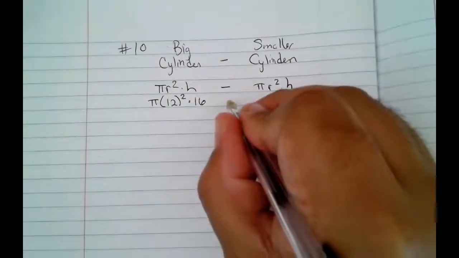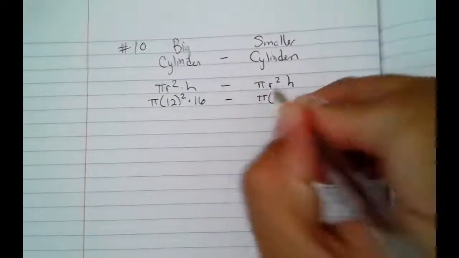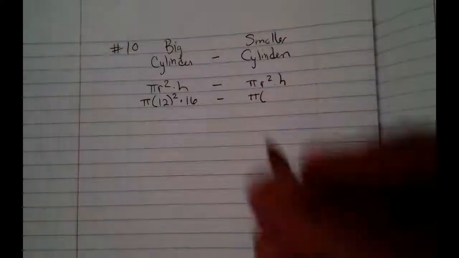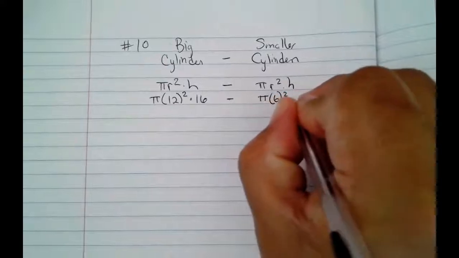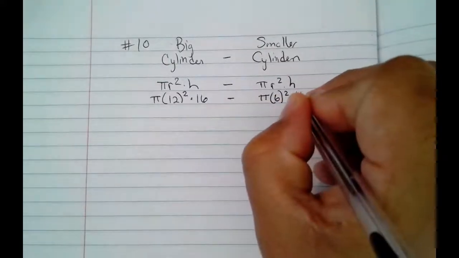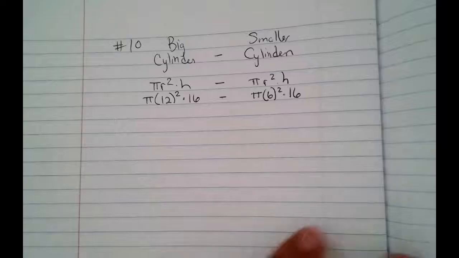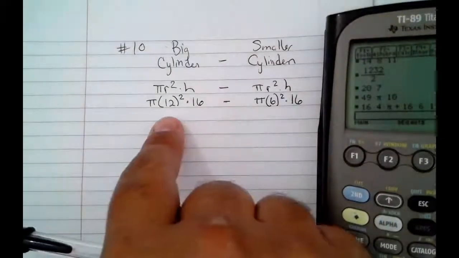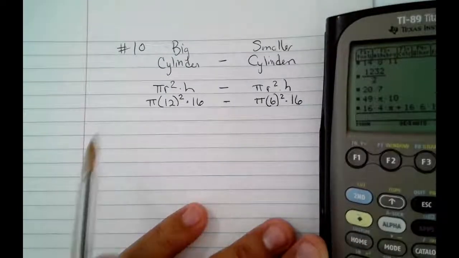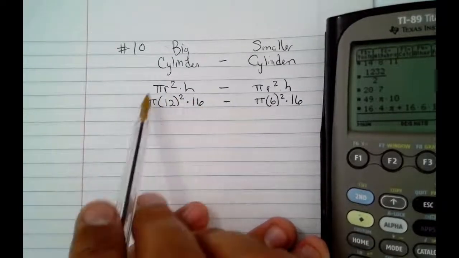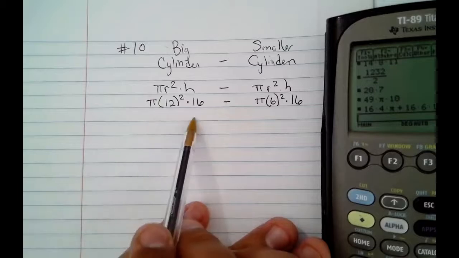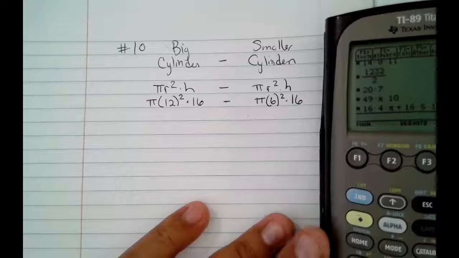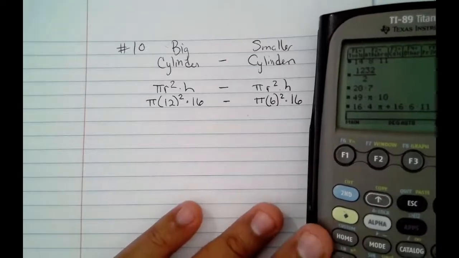16, since both of them have the same height of 16, minus pi times the smaller cylinder. Again, like I said, we'll have a radius of 6. This would be 6 squared times 16. So I will take that and plug it into the calculator real quick. And like I said, this calculator gives me the option of working things out. If yours doesn't give you that option, which is fine, just work out one at a time. Work out this part, put the answer, minus, work out this part, put the answer, then subtract it. For time's sake, I'm just putting everything inside the calculator.